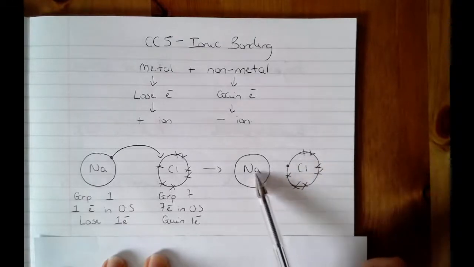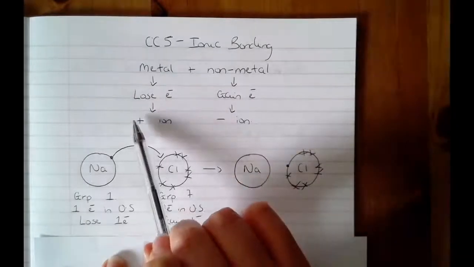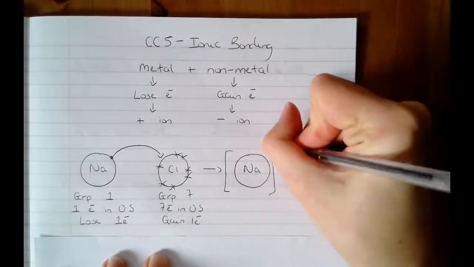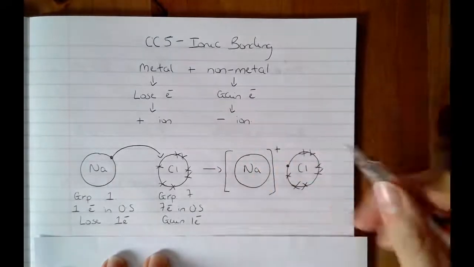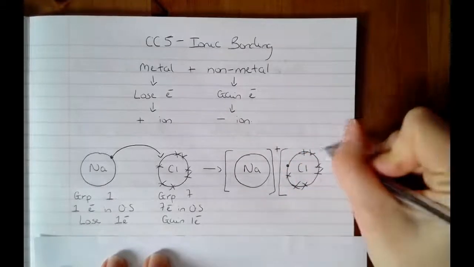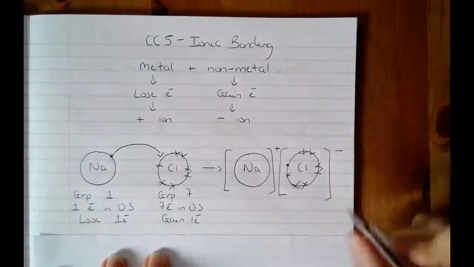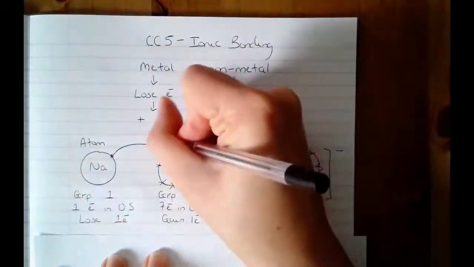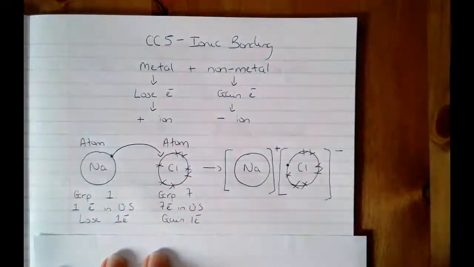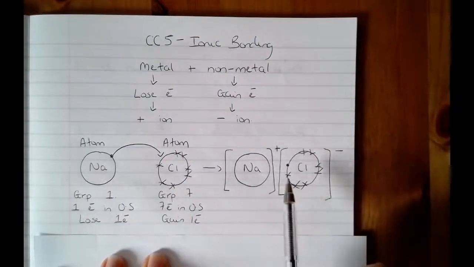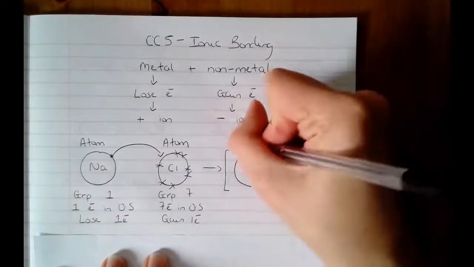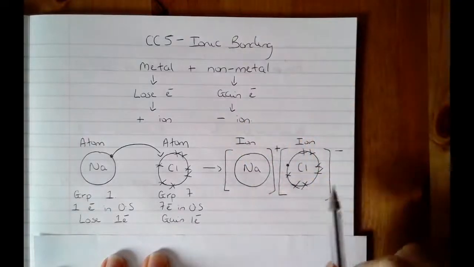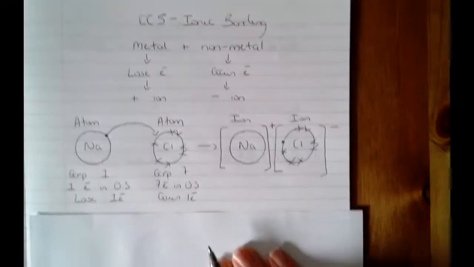As I mentioned above, if a metal loses an electron, it will have a positive charge. Because sodium has lost 1 electron, it's going to have a +1 charge. Chlorine has gained an electron, so it'll have a -1 charge. On the left-hand side, I have a sodium atom and a chlorine atom. But as soon as they lose and gain electrons, I stop calling them atoms and I start calling them ions. So now I've got a sodium ion and a chlorine ion, or a chloride ion.